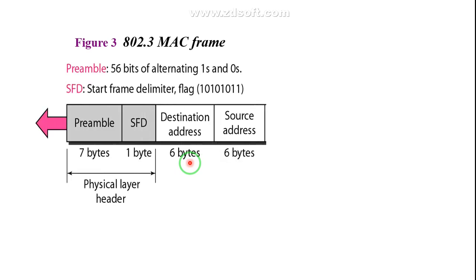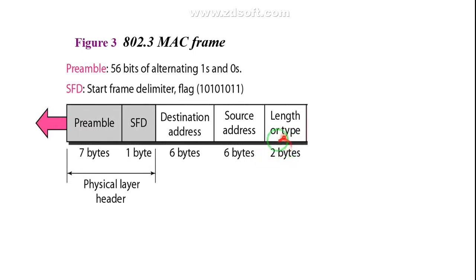And next comes the source address. This field is also 6 bytes and it contains the link layer address of the sender of the packet. Next it is the type. This field is going to define the upper layer protocol whose packet is encapsulated in the frame. So this protocol can be the internet protocol or OSPF and so on.